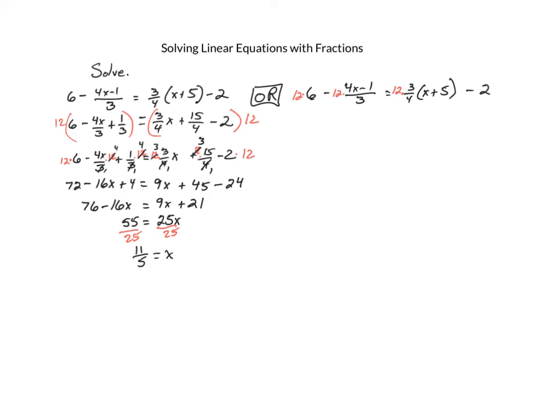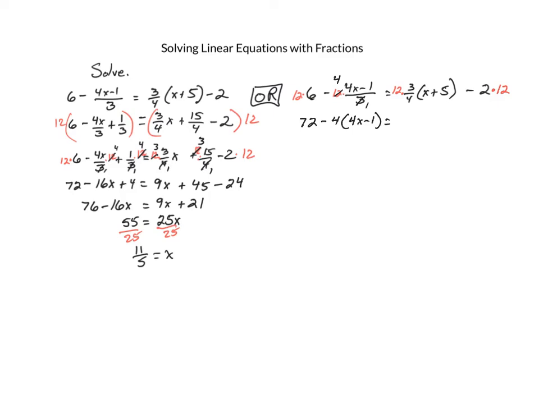So we're going to multiply the 2 by 12 as well. So let's continue. So we'll have 72 minus, now let's do our canceling. The 3 and the 12 cancel, and we have a 4. So we'll distribute on our next step.